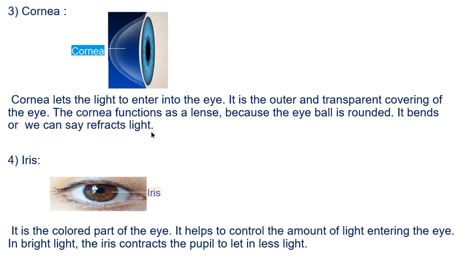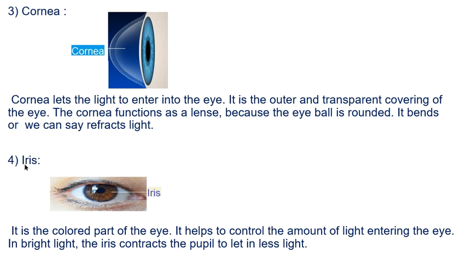So what is the function of this cornea? It is rounded and bent, and because of this, light is refracted inside the eye. It is scattered at a certain angle, refracting light. So this is the cornea. You can see it is covering, the outer covering.